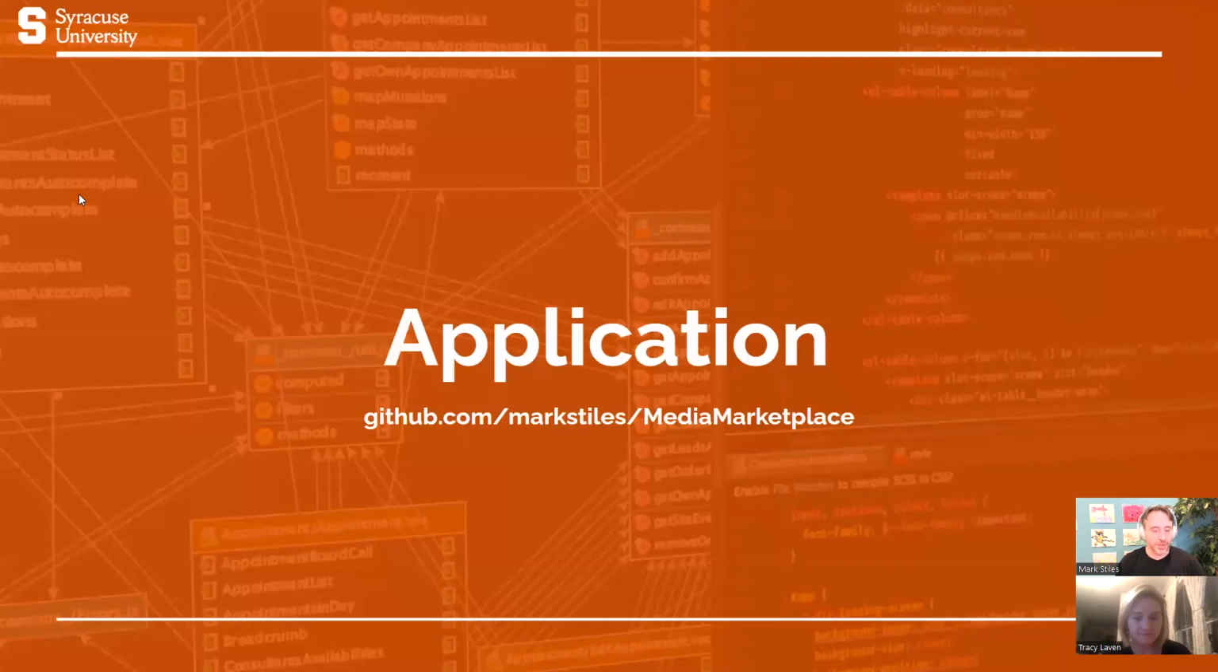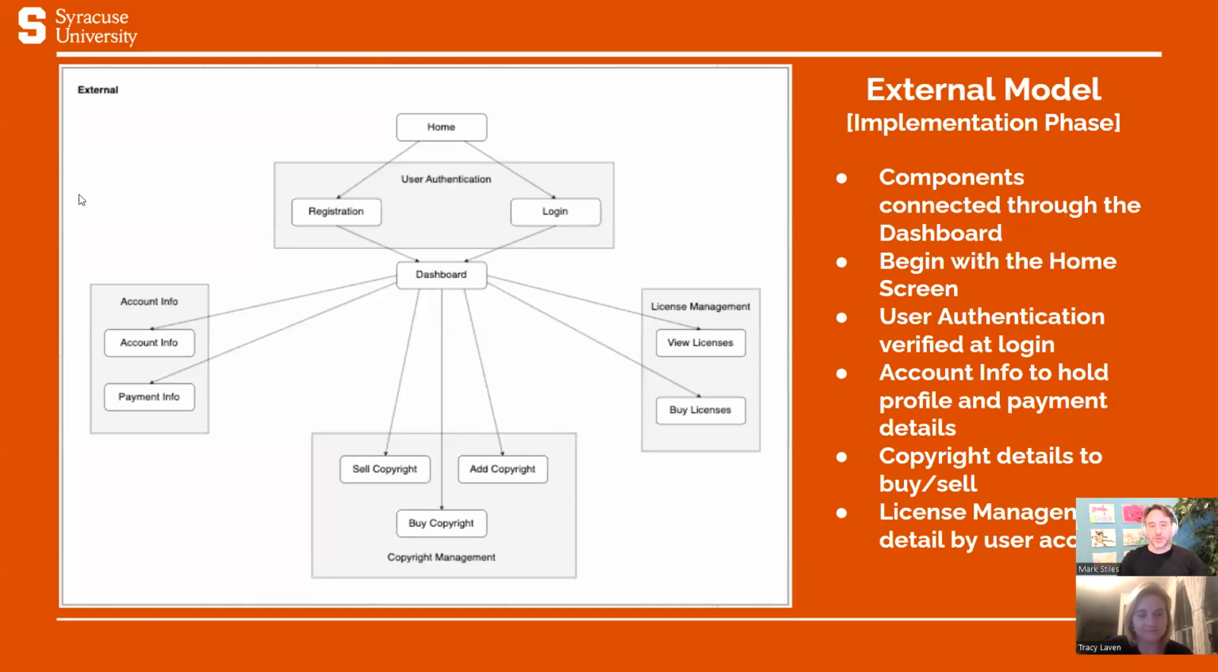So when we get to the application, the source code for the application is on the GitHub repository. It's a .NET web application. We wanted to demonstrate being able to use the database in a pretty flexible way, so we went with rolling our own website. So here you can see the external model.